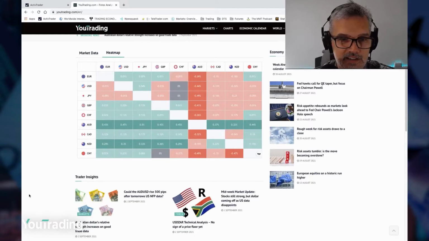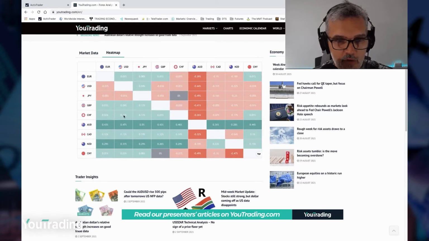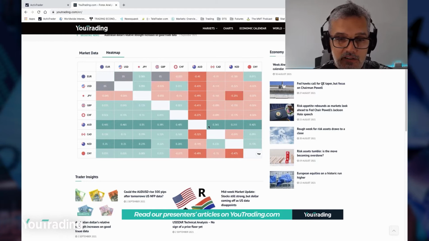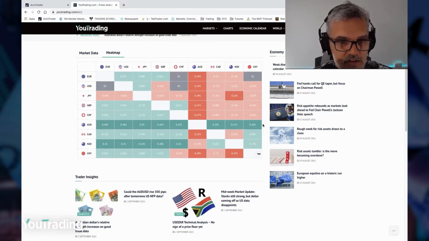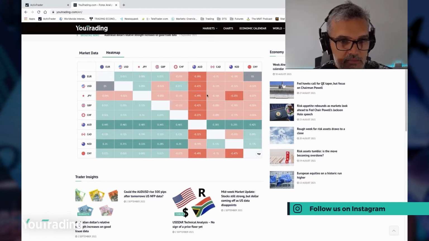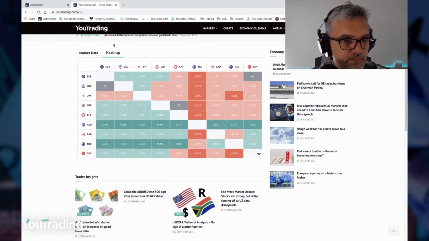Okay, as always, going to start with the YouTrading.com Forex Heat Map. And once again, the Australian dollar is the strongest currency across the board. We talked about that quite extensively yesterday. I'm going to revisit the chart today, but also we've got the yen, which is the weakest currency across the board. So that's the focus today, really.